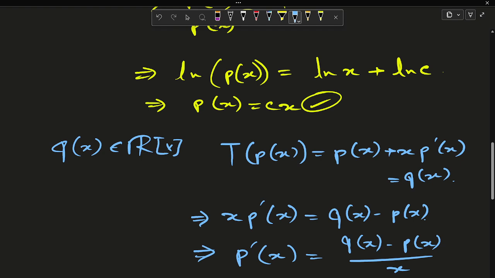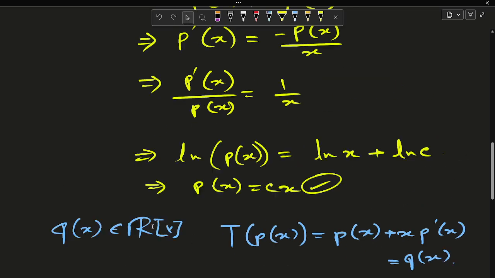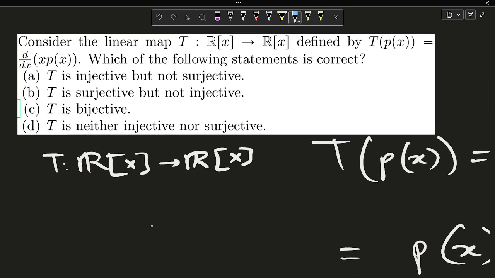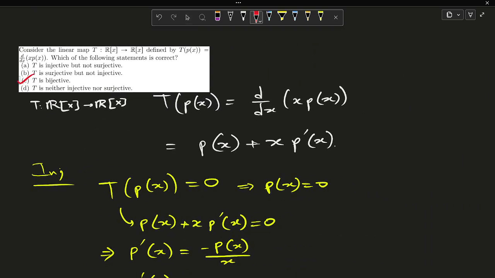So this is a linear first order differential equation for p(x), and the solution to such equations exists in R[x] for any q(x) belonging to R[x]. Thus T is surjective. So T is both injective and surjective, so it's bijective, as it's one-one and onto. So option C is the correct answer of this question, as T is bijective. Hope you understood, guys. Thank you.